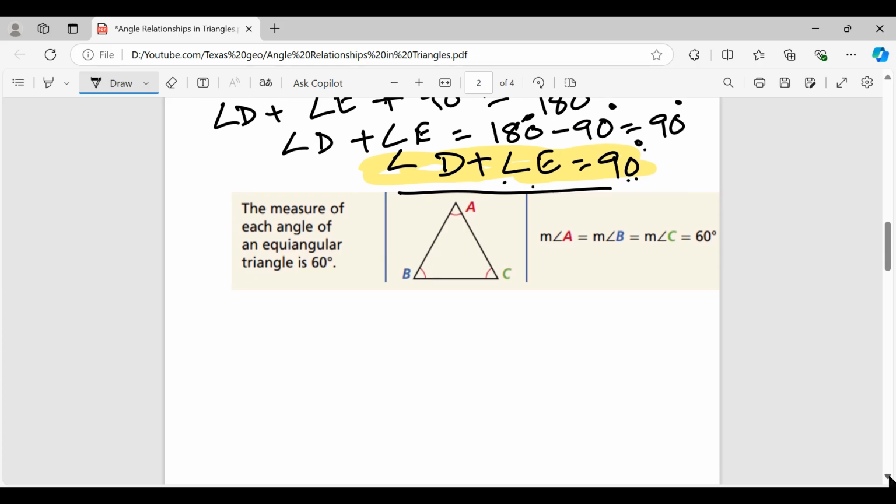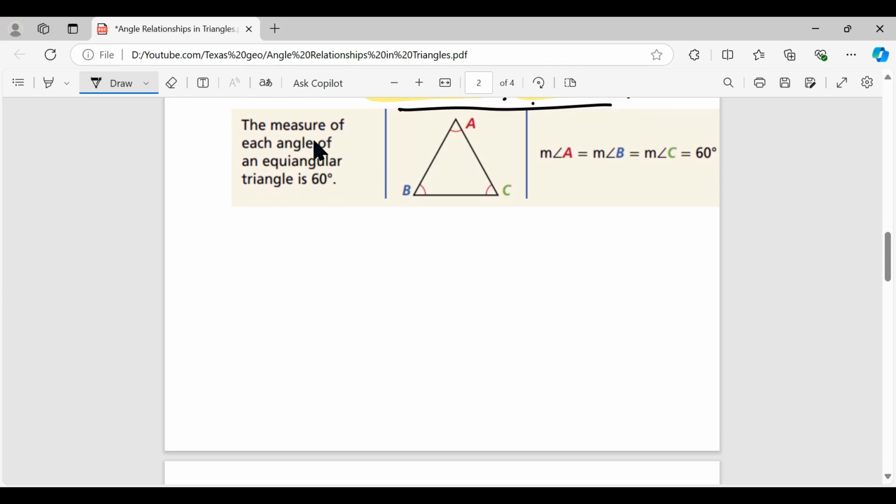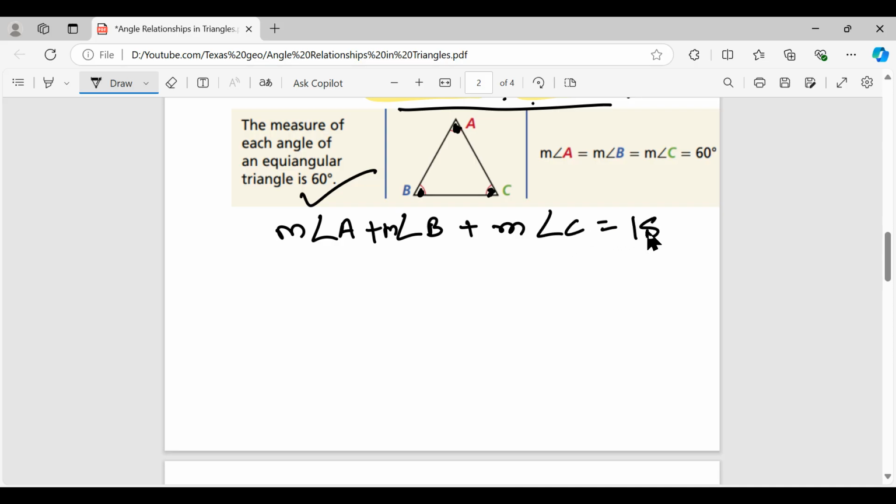Next theorem. Here, the measure of each angle of an equiangular triangle is 60 degree. Yes, true. As the word says, equiangular. Equiangular means all the angles are equal. If all the angles are equal, then what will be the measure of each angle? Let's see. So, as per the triangle sum theorem, you have measure of angle A plus measure of angle B plus measure of angle C equals 180 degree.